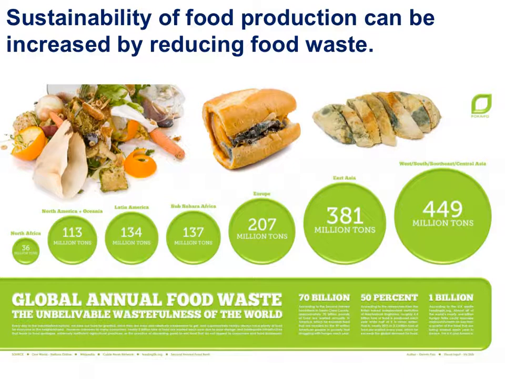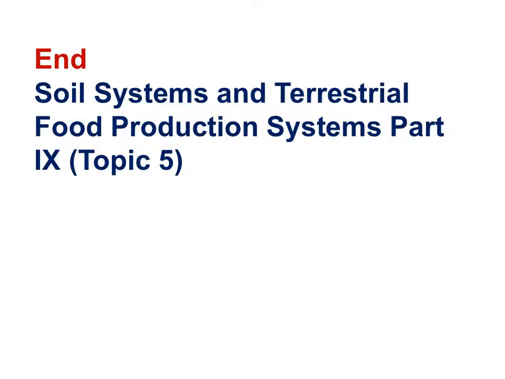Sustainability of food production can be increased by reducing food waste. Think how many people could be fed from what we throw away. And that brings us to the end of Soil and Terrestrial Food Production Systems, Part 9.